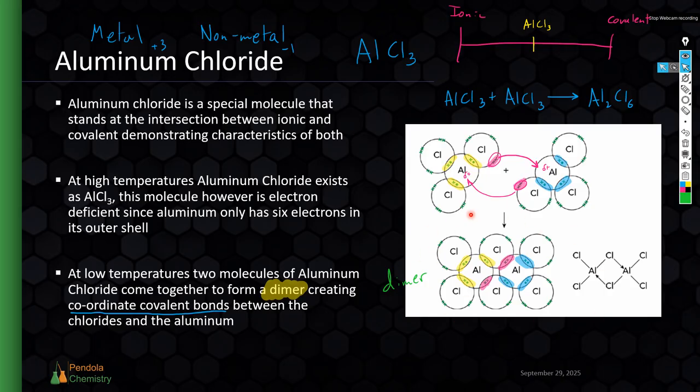If we're to draw the Lewis structure, this is a dot and cross structure, and this is a very common question on the test, for you to draw the dot and cross structure for the aluminum chloride dimer, Al2Cl6. So again, this is Al2Cl6 right here, whereas these individual ones are the AlCl3 molecules. So this is a very common question for you to have to draw this dimer structure in dot and cross structures.